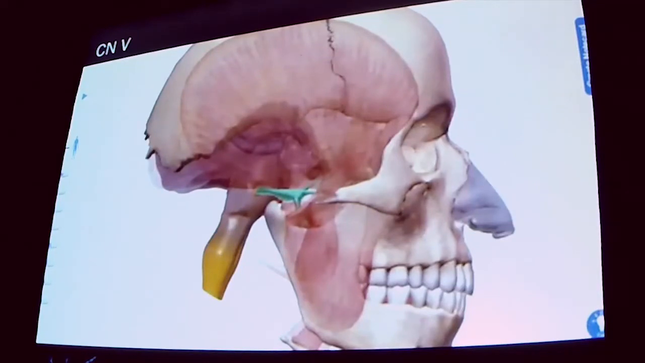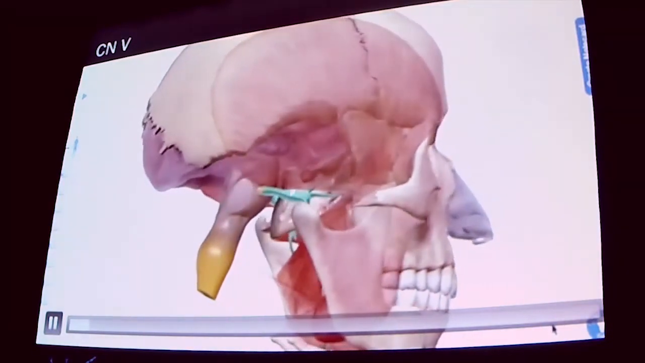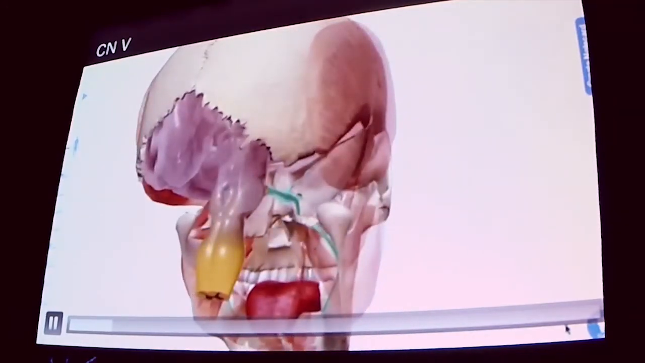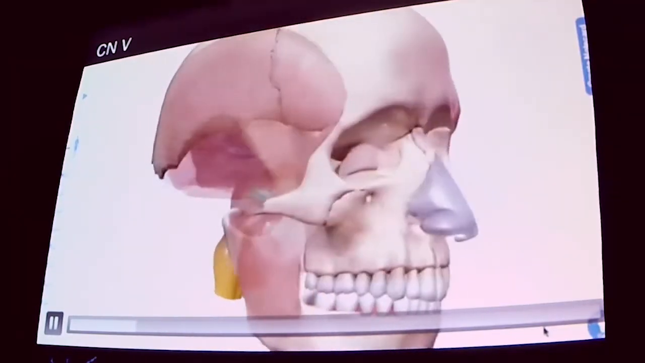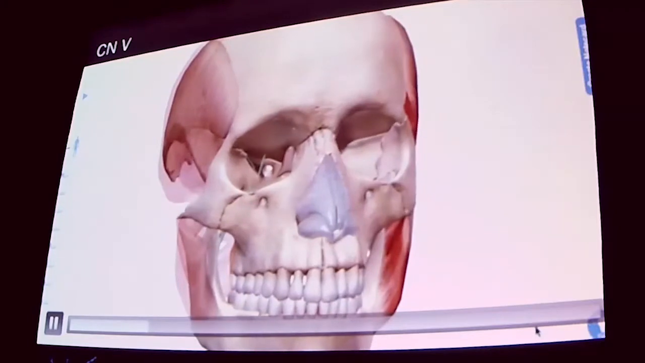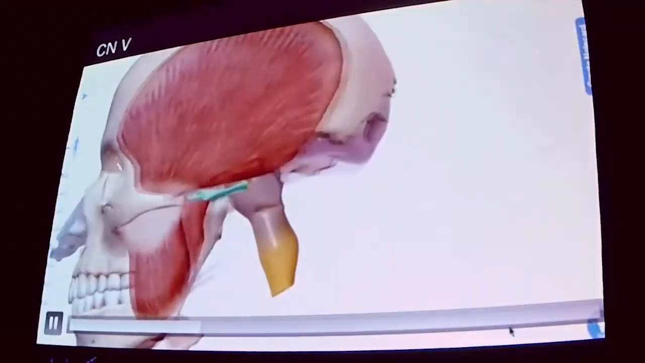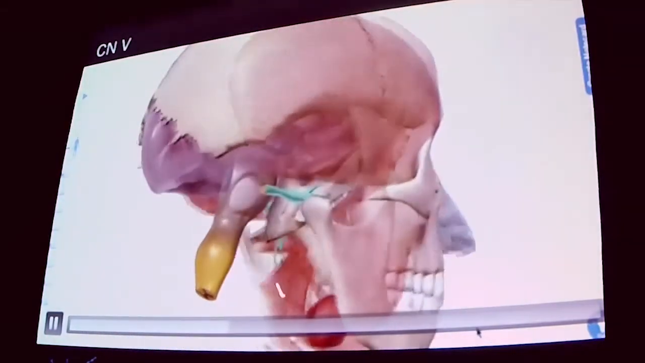So cranial nerve 5 is both a sensory and motor nerve. It originates in the pons. It's the largest cranial nerve. It's called the trigeminal nerve. It receives sensation from the face and mouth. It innervates the muscles of mastication, the masseter, the temporalis, the medial and lateral pterygoids. So here's the masseter here, temporalis, the medial and lateral pterygoids underneath here.